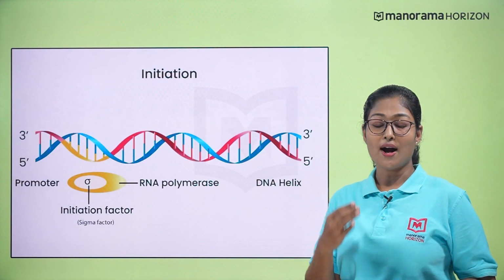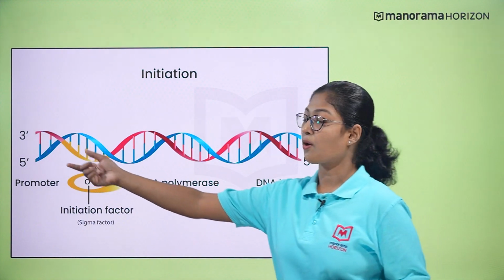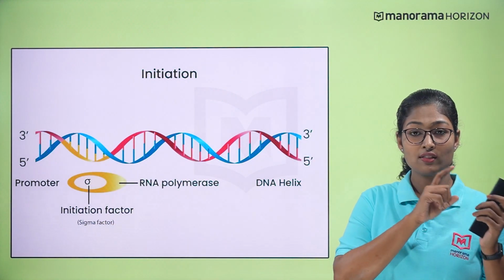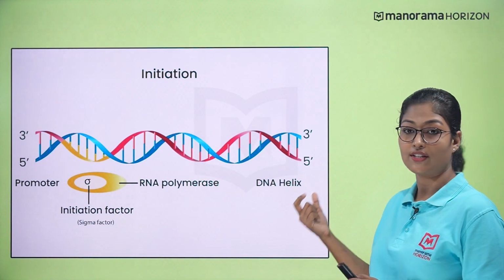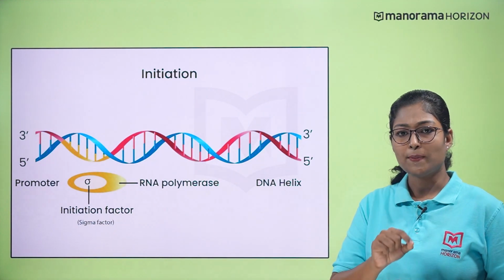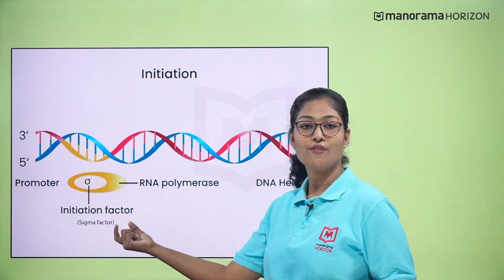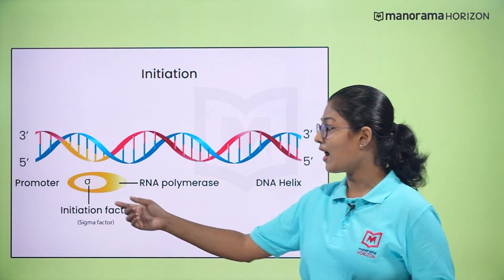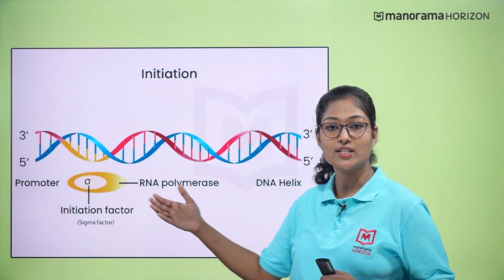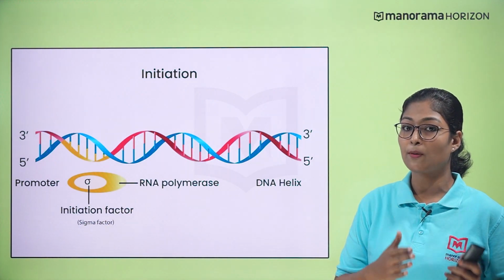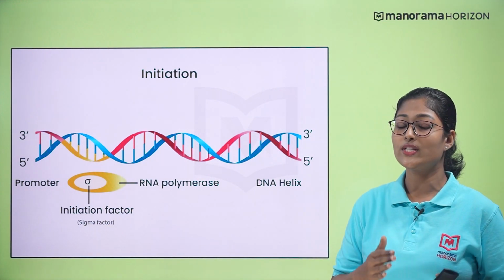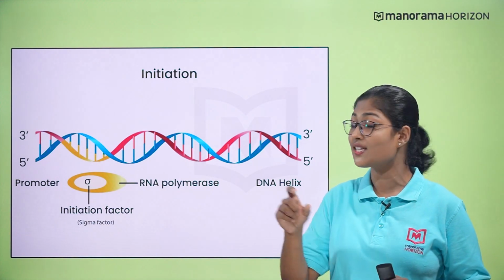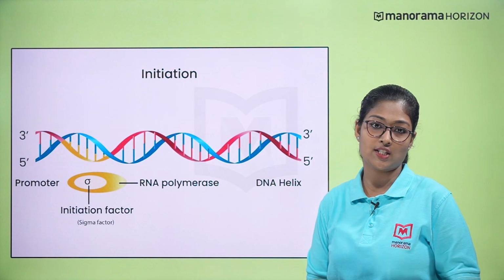So, the enzyme RNA polymerase binds to the promoter region, initiating transcription. That is, it is in the 5' to 3' direction. A special structure called the initiation factor, we call it the sigma factor, gets bound to the RNA polymerase enzyme, which helps it to recognize the promoter site of the DNA which is to be transcribed. So, what is the function? It helps to recognize the promoter site for transcription.